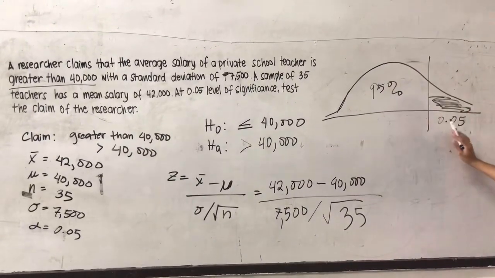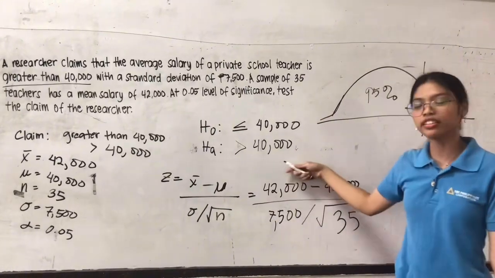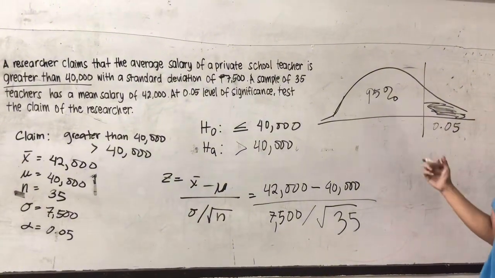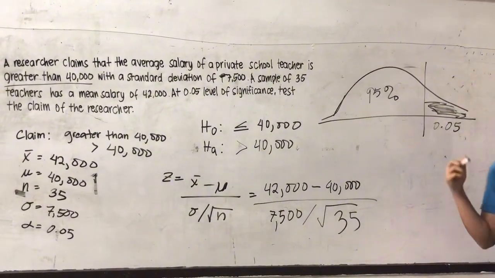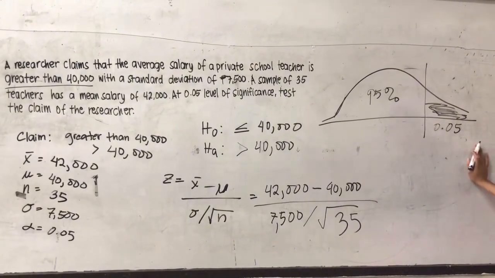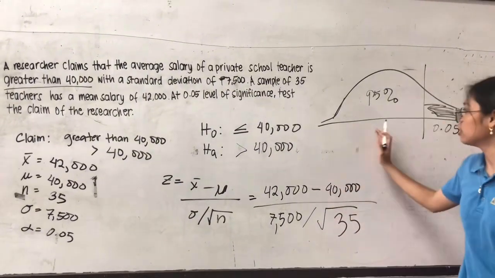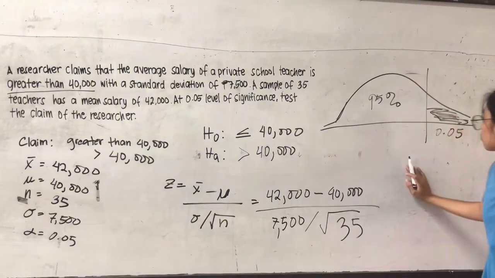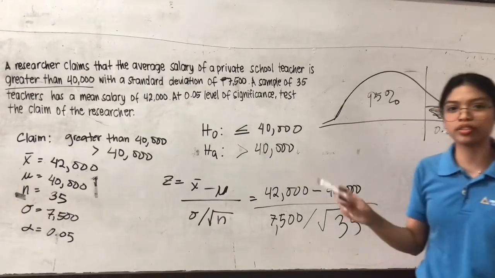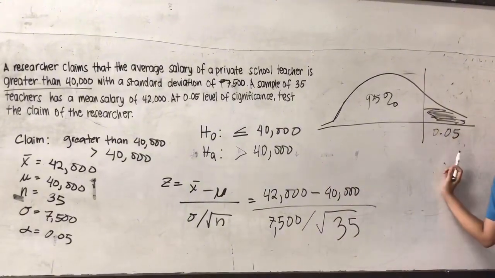And why did I put this part on the right instead of here? Because the word here is greater than, which means anything that is going upward, or that increases in amount, is written on the right side. And anything that is less than should be written on the left side. So we're going to find our critical value, which will be presented here to you, our z table, where we can find the critical value of 0.05.